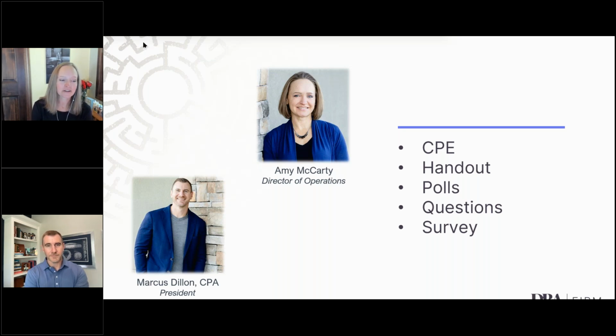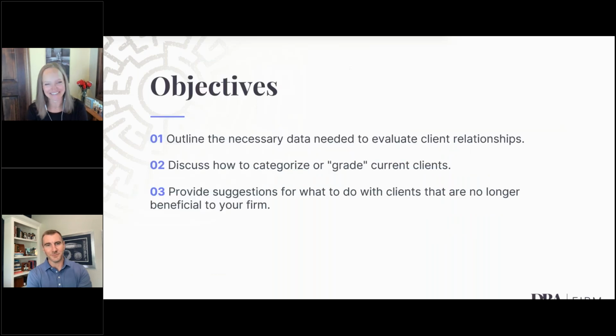All right, what are we going to cover today, Marcus? We can talk about anything, I think, but today we're actually going to be talking about something that's widely talked about in our industry. Probably a lot of topics that we've heard before in some fashion, but maybe today it just hits a little bit different. So the first one is outlining the necessary data that you need from your clients to make decisions on those relationships. And then the second, we're going to go into real world, how to categorize or grade clients. And then that third piece is, what do you do with the clients that no longer fit?